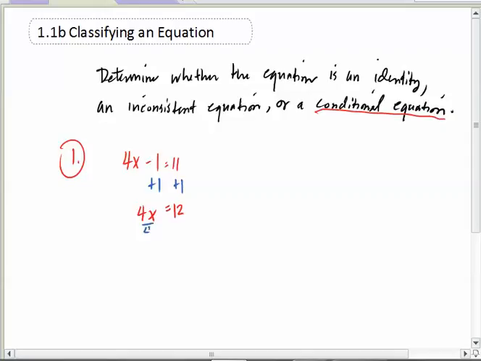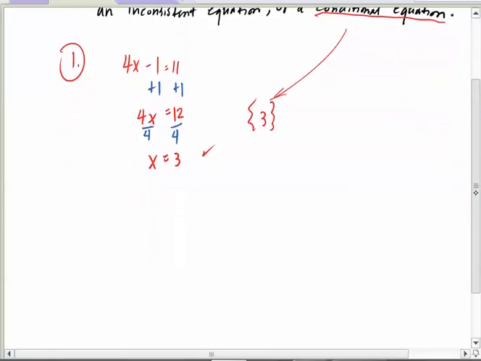And indeed, I don't have any weird situations that arise. And so there's only one answer, and that is 3. And so this is a conditional equation, meaning it is true if x equals 3. If we use the value of 3 for x, then it is indeed going to be a true statement. So let's take a look at a second one.